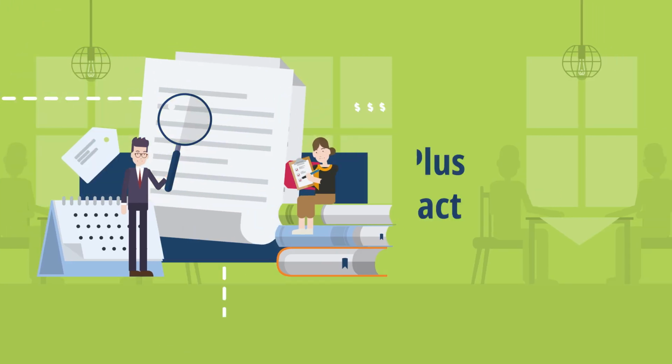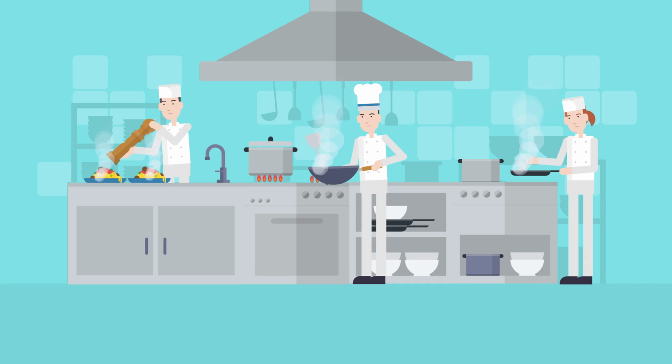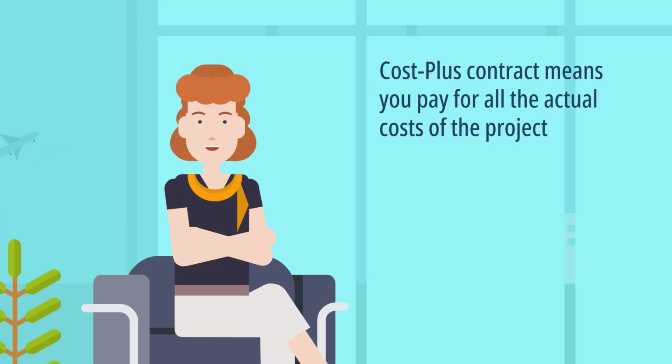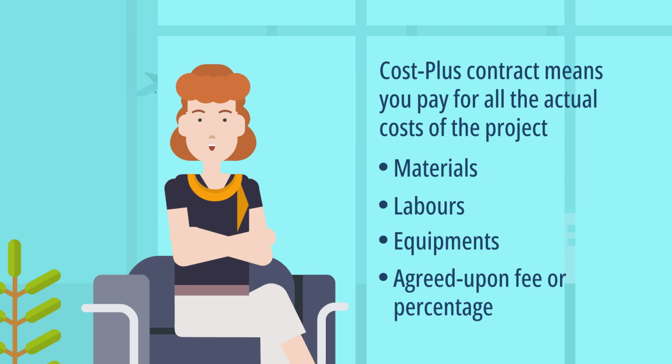Now, let's look at cost-plus contracts. Think of this like hiring a personal chef to cater a dinner party. You pay for all the ingredients, plus the chef's fee. In construction, a cost-plus contract means you pay for all the actual costs of the project: materials, labor, equipment, plus an agreed-upon fee or percentage for the contractor's profit and overhead.